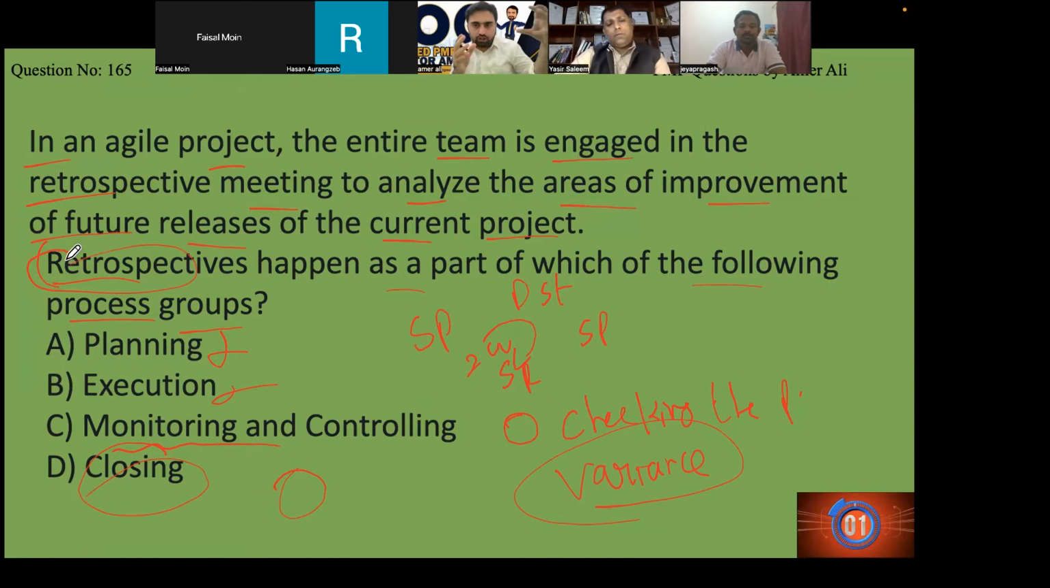And we are putting correlation here. First of all, we don't have process groups in Agile, right, Faisal? We don't have process groups. Yes or no?